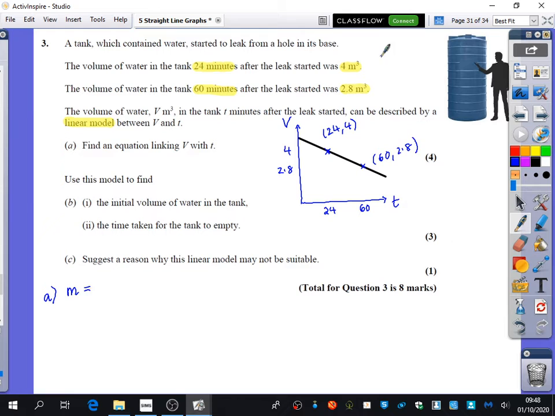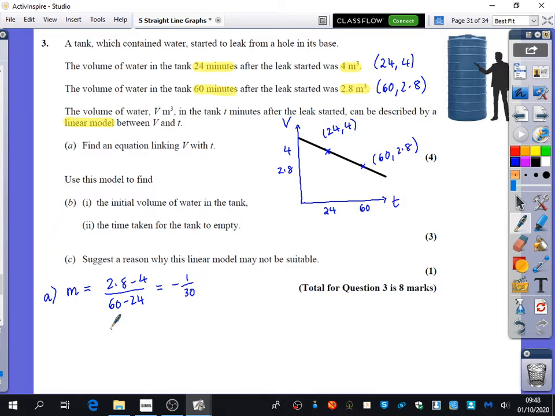So the gradient, we're using these two coordinates we've got here, which is 24, 4, and 60, 2.8. We're going to do the change in y, so I'm going to do 2.8 minus 4 divided by 60 minus 24. And I'm going to get my calculator. It's minus 1 over 30. Now, I probably would keep this one as a fraction, because as a decimal, you get a recurring decimal, and that's probably not what you want, okay? So it's better to leave this one like this.